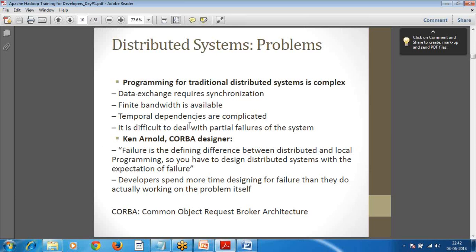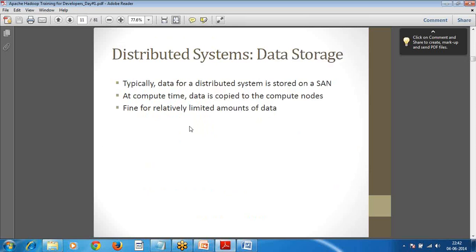So let's move on and see a few more problems with distributed systems. The second thing is data storage. For distributed systems, the data used to be stored on a separate physical network device, a network drive, which is called a SAN. So what used to happen is that when we were running our processing or our job, the data used to get copied from the network storage to the individual machines. When I say compute nodes, compute nodes means individual machines. So data used to get copied onto the individual machines, and then the processing used to happen.